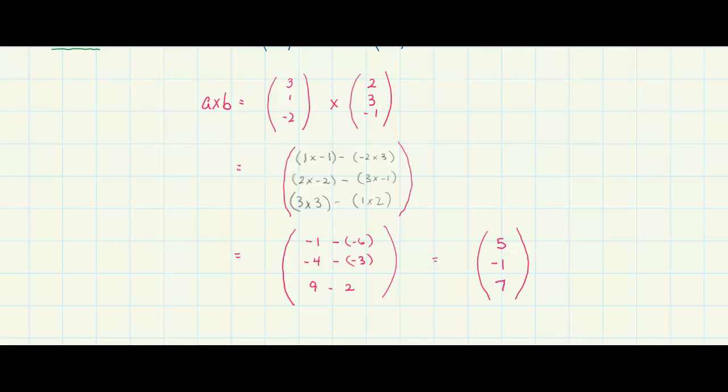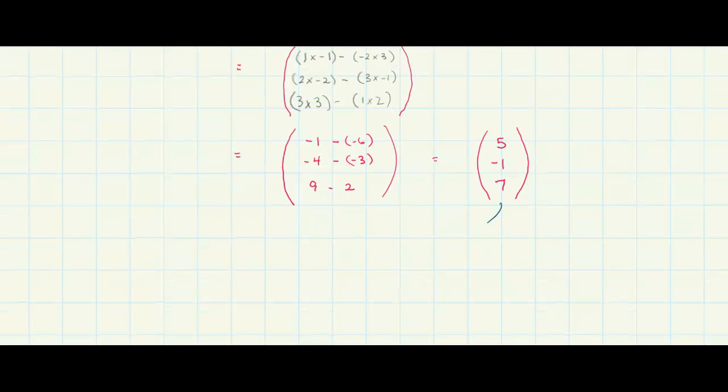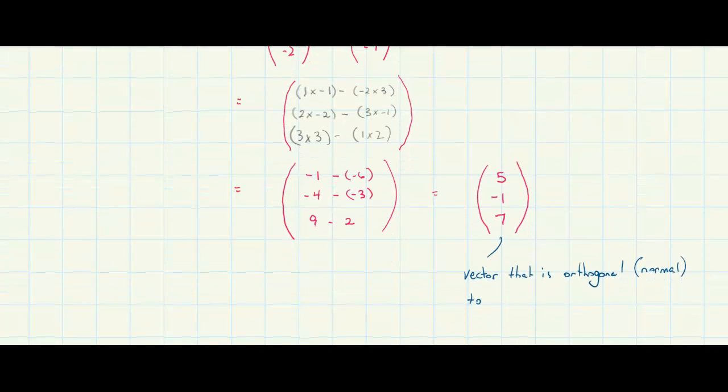Now that is a vector. What this represents is a vector that is orthogonal. Orthogonal, or normal, is another way of saying it's perpendicular. Orthogonal, normal, to both A and B, vector A and vector B. So it's orthogonal to those.